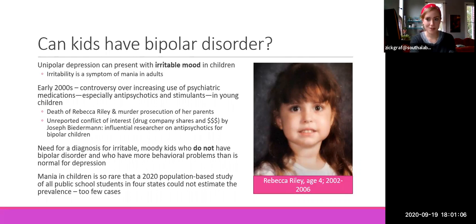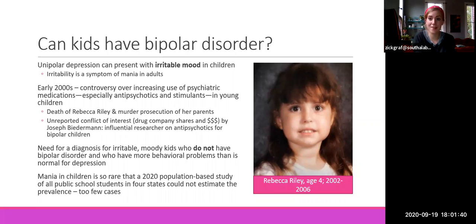Okay, so I said we were going to talk about disruptive mood dysregulation disorder. But really the first question to ask is, can kids have bipolar disorder? So I don't know that I actually put this on the slide, and I apologize for that, but as the textbook will tell you, the age of onset for mania and depression both is adolescence. That's the typical average age of onset. Adolescence through early adulthood. It's very, very rare for kids to have mania.